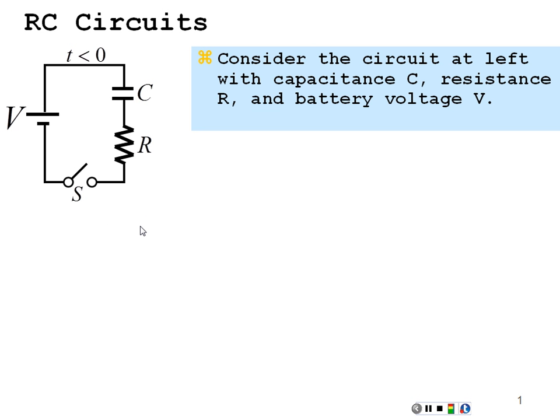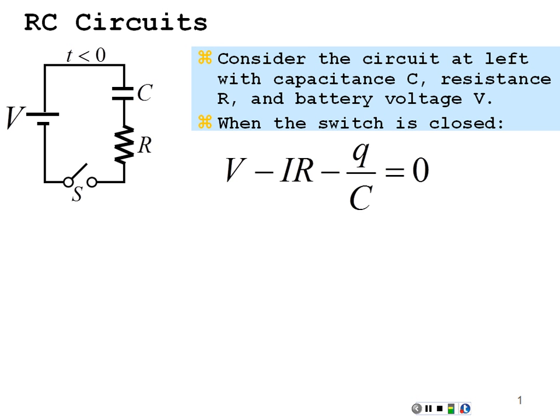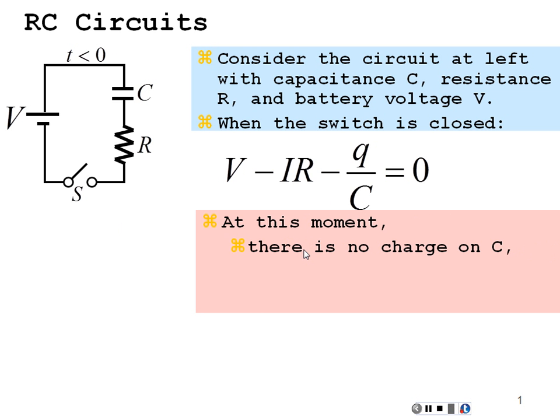Well, when we first close the switch, charge begins to move, so we have current moving, but the charge really hasn't started to build up on the capacitor yet, so the capacitor doesn't have any voltage. And in general, we have this equation, but when we first close the switch, there's no charge on the capacitor, hence there's no voltage on the capacitor. All the voltage of the battery will reside on the resistor at that moment.